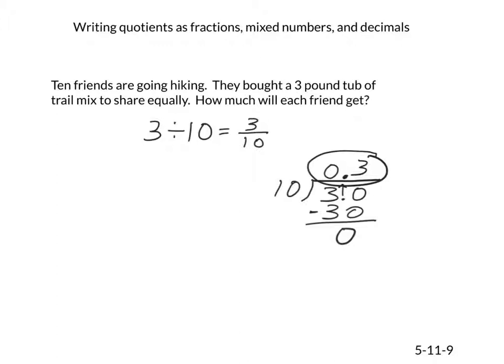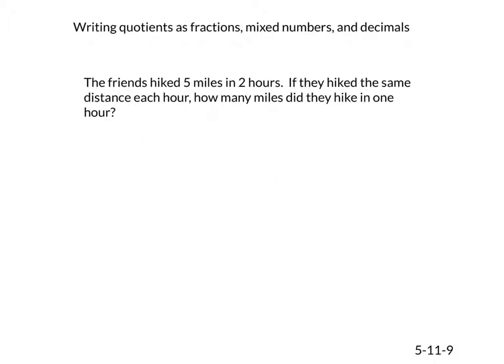Now let's try a second problem. Okay, for a second problem, the friends hiked 5 miles in 2 hours. If they hiked the same distance each hour, how many miles did they hike in 1 hour? To find the answer, we have to take our 5 miles divided by 2. Our quotient as a fraction would be 5/2.